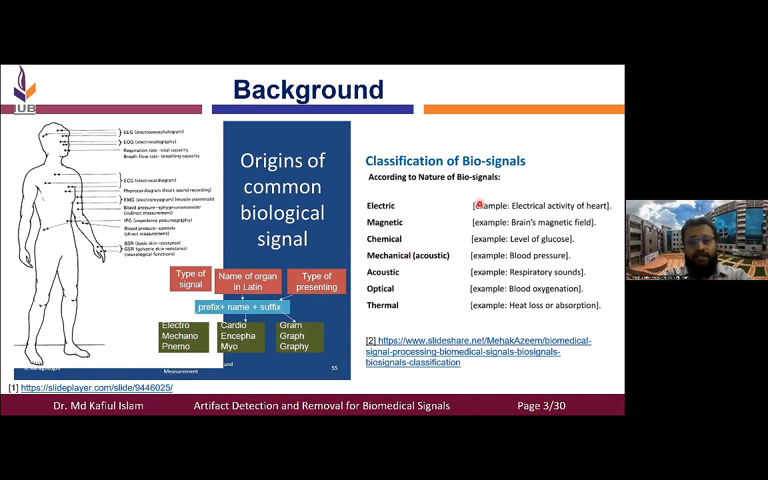So for example, ECG means the electrical recording of the electrical activity of the heart or cardio. EEG will be the electrical activity of encephalo, that is brain, and EMG means electrical activity of muscle or myo. So this is how the naming of the biomedical signals is done. So although there are different types of biomedical signals based on their nature, whether it's electric, magnetic, or chemical, mechanical, acoustic, in this particular talk, I will mostly focus on the electrical activities of different organs.